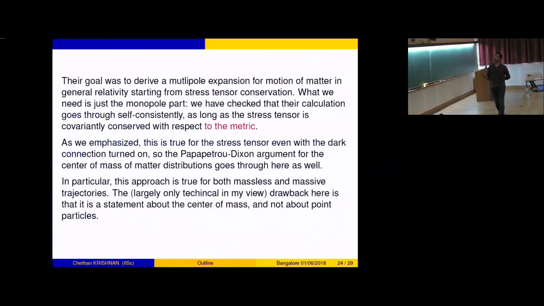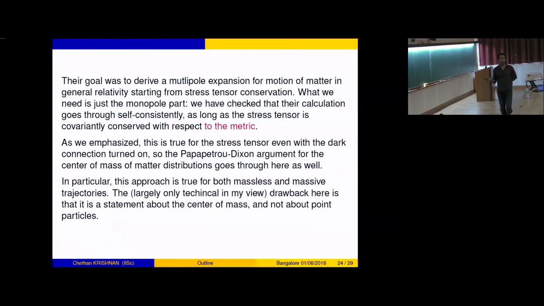Yeah. So their goal was to derive a multipole expansion for the motion of matter in general relativity, starting by putting in only ∇_μ T^μν as the input, and we are just using the monopole part. We have checked that their calculation goes through self-consistently as long as the stress tensor is conserved with respect to the metric covariant derivative. So this is true for the stress tensor even if the Dhar connection is turned on, and that's the main point. The essential point on which everything hinges is that the metric covariant derivative of T^μν is 0, even if T^μν contains pieces involving other connections.